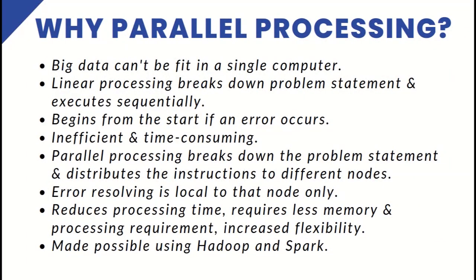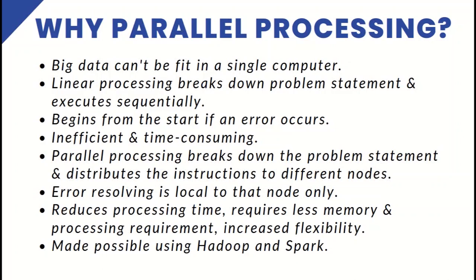Now let's see what happens in parallel processing. A computer stores data and moves it from its storage capacity to a computer capacity and back to storage once important results are obtained. Big data can't fit in a single computer and requires multiple computers to process that data in parallel. Linear processing breaks down a problem statement into a set of instructions and executes them sequentially till all instructions are executed. It begins from the start if an error occurs and gets resolved. It's inefficient and time consuming for complex problems like big data.